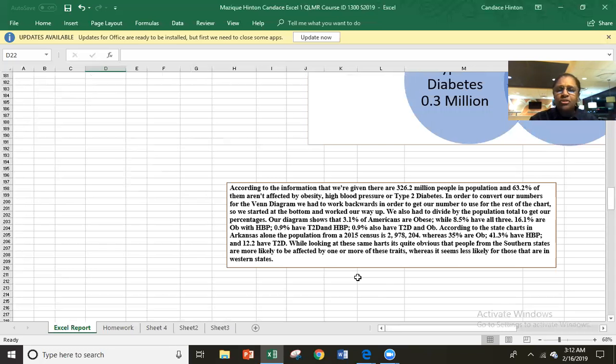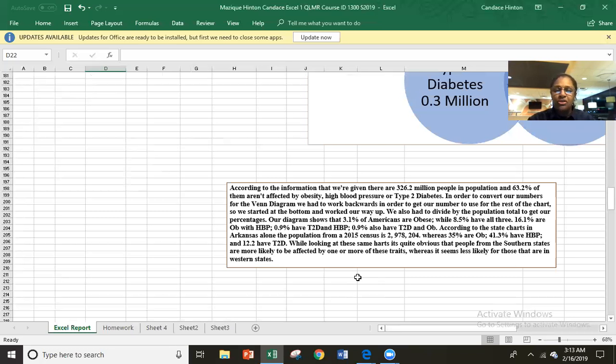Our diagram shows that 3.1% of Americans are obese, while 8.5% have all 3. 16.1% are obese with high blood pressure, 0.9% have type 2 diabetes and high blood pressure, and 0.9% also have type 2 diabetes and are obese.